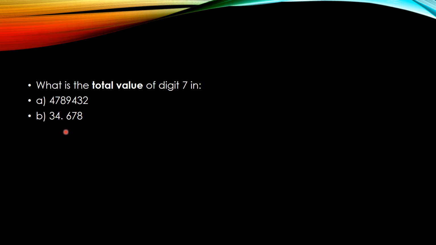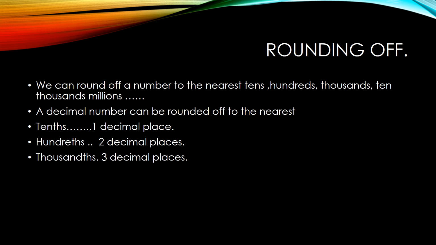Then if you have a decimal point here, it is 0.07. You just write 0.07, or you can find its place value, then multiply by 7. What is the place value of 7 in this number? Hundredths, meaning 2 decimal places, it is 0.07. That is the total value. So when you talk about rounding off, we can round off a number to the nearest tens, hundreds, thousands, or millions. And if you have a decimal number, you can round off to the nearest tenth. When you see tenths, it means 1 decimal place. Hundredths meaning 2 decimal places. Thousandths, 3 decimal places, and so forth.